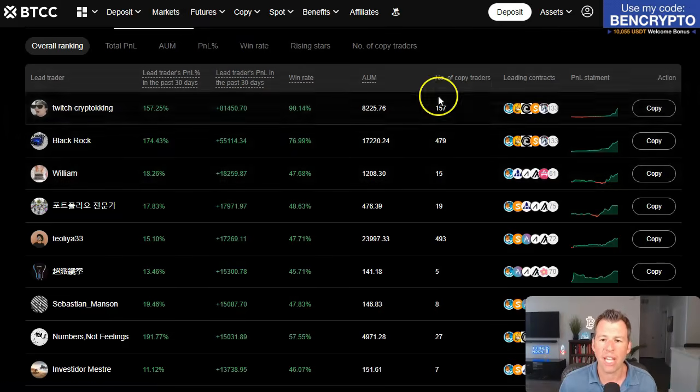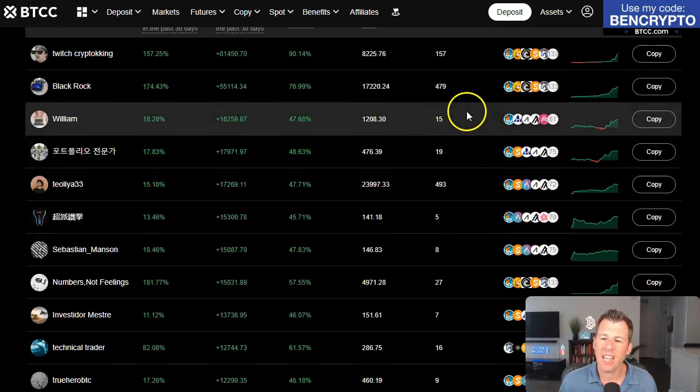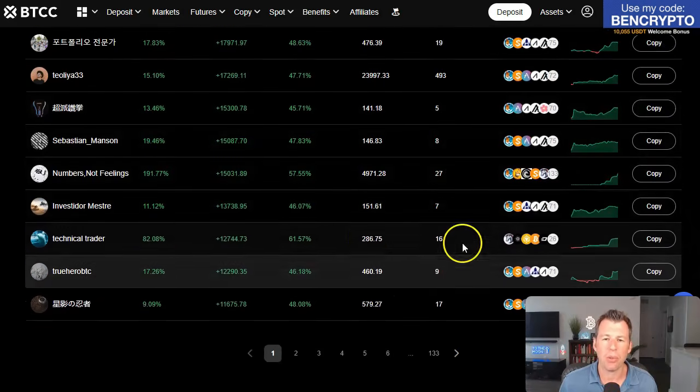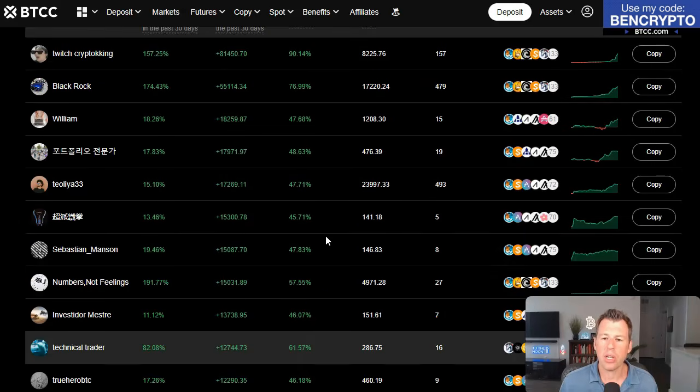So the first thing I look at is number of copy traders. I want somebody with experience who has at least 50, 100 people copy trading them. Some of these traders have 15 people, 8 people, 5 people, 7 people, 9 people. That's just not enough experience. They don't have enough people copy trading them. They haven't been a lead trader long enough. So you can eliminate that.